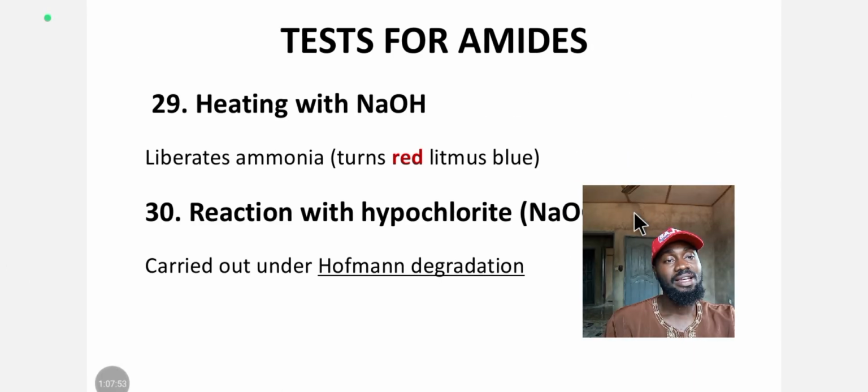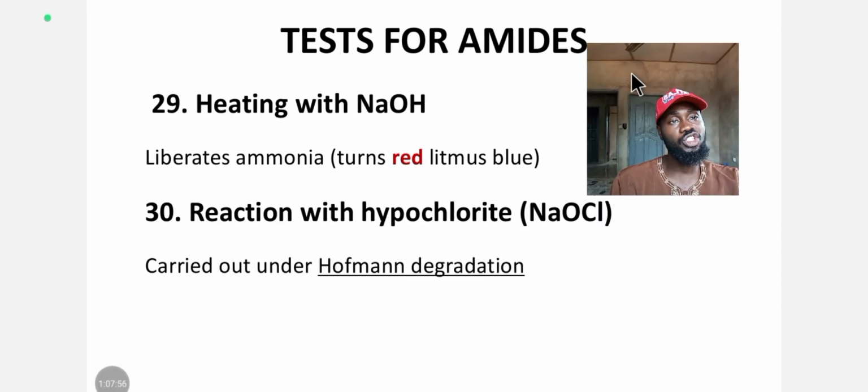The next we have here is the test for amide. We just finished treating amine. Now we are treating amide. The first we have here is number 29, and the test is heating with sodium hydroxide, which is caustic soda. What is the observation? It liberates ammonia. It turns red litmus paper to blue. That's telling you that it is basic. The next we have here is 30, reaction with sodium hypochlorite, carried out under the Hofmann degradation.